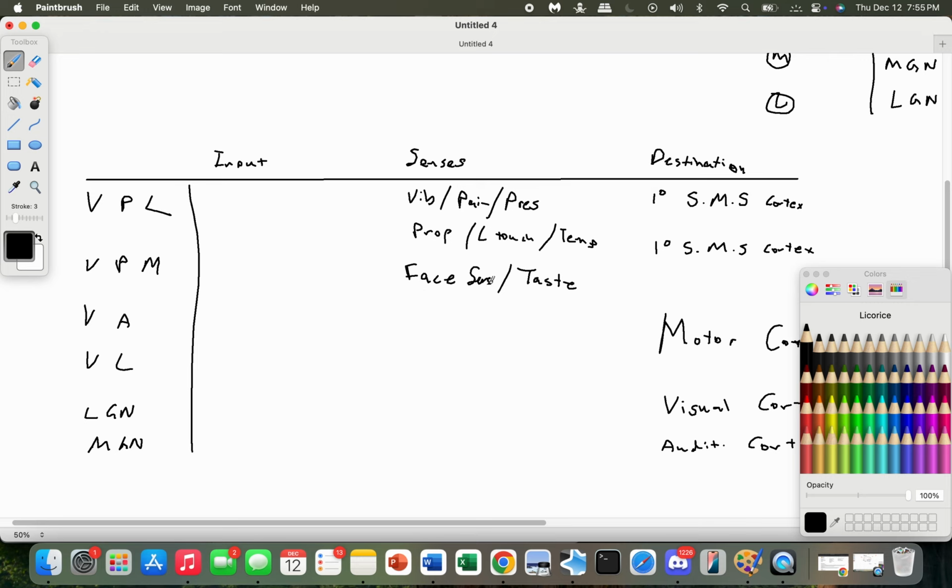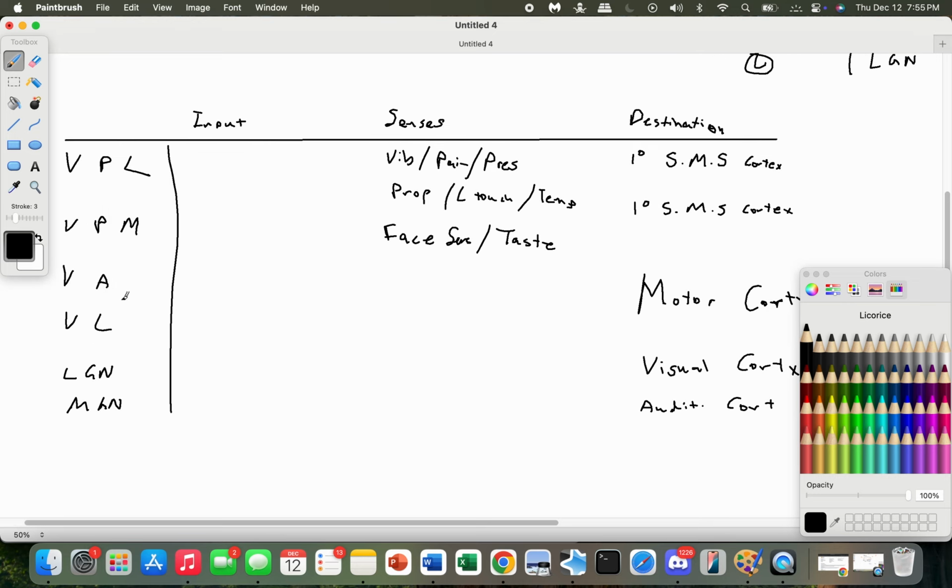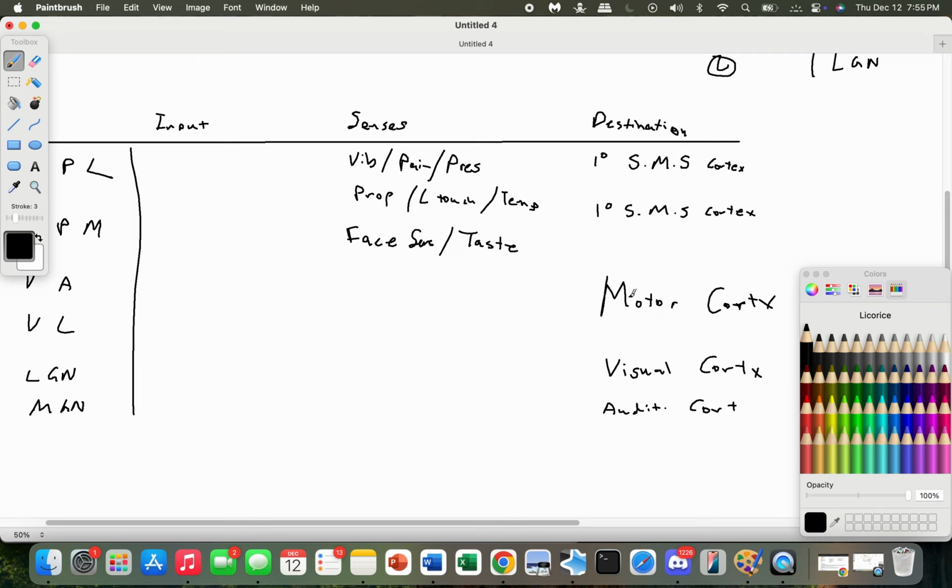Okay, now let's finish off our ventral anterior and ventral lateral. Remember how I drew the motor cortex kind of big? Yeah, that's because VA and VL go together. So VA and VL, these are going to go to our motor cortex. So what do they do? Motor functions. Wow, that was incredibly difficult, wasn't it?